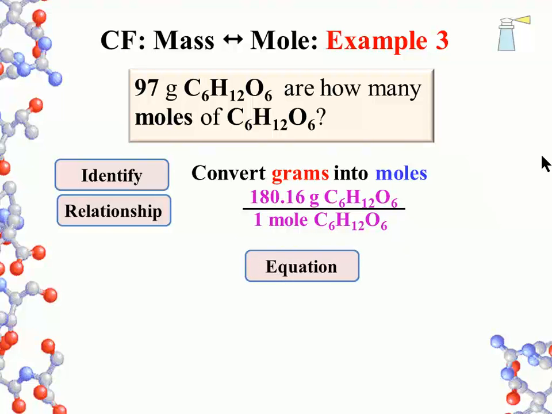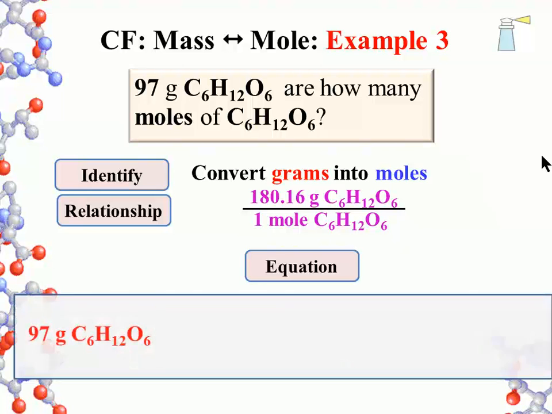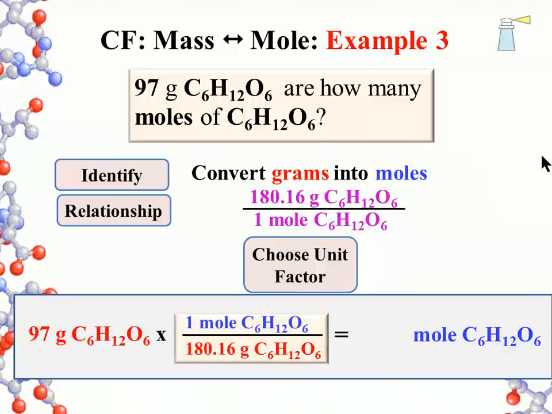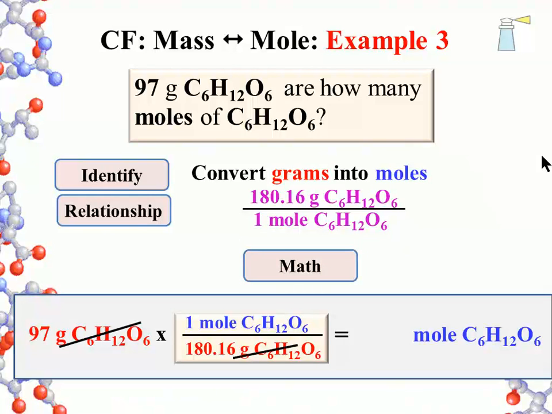On to the equation for the conversion. It has the starting value of 97 grams of the sugar as the current units on the left-hand side of the equation. Moles of C6H12O6 are on the right of the equal sign. Using the relationship of the molecular weight as a guide, insert a unit factor such that the current units of grams will cancel out. This orientation is another example of writing the flip of the molecular weight as the unit factor. In the math step, the student should always verify that the current units cancel out before getting out the calculator and doing the division problem.